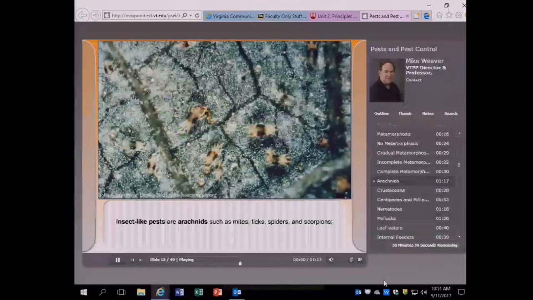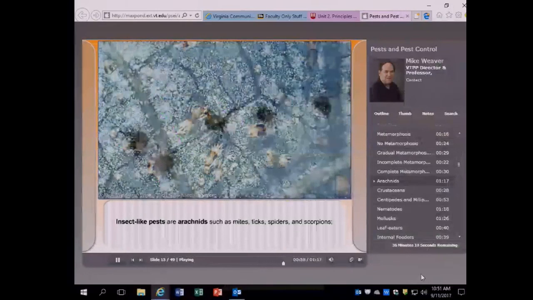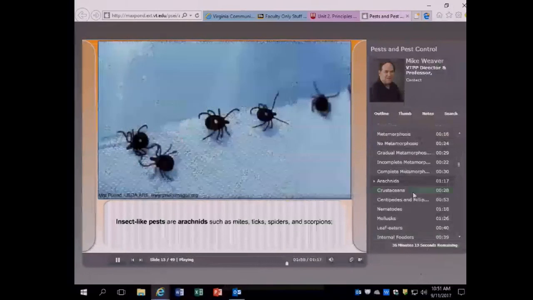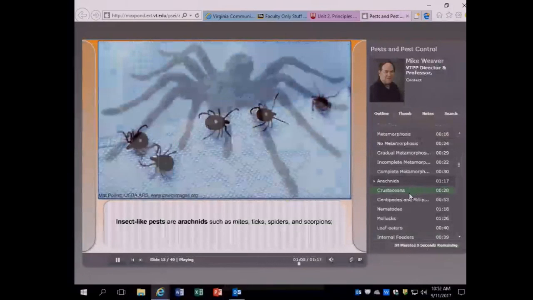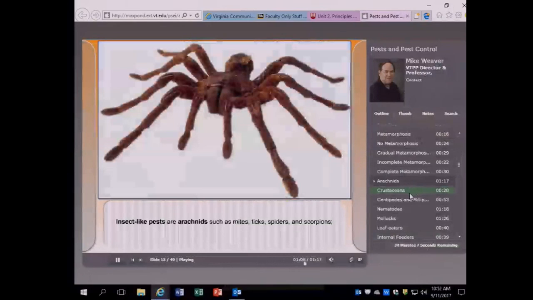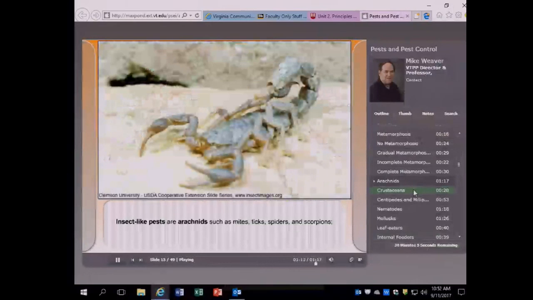The eggs hatch into larvae, which actually have 6 legs. They become nymphs, which then have 8 legs, and then adults. Ticks and mites have modified piercing-sucking mouthparts. Spiders and scorpions have chewing mouthparts. Some of the examples we have here include mites, as pictured here. The ticks, of course, here you can see very distinctively the 8 legs, as is the case with the spider, and the scorpion.